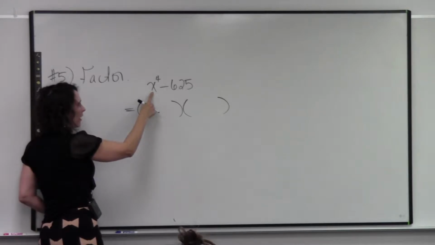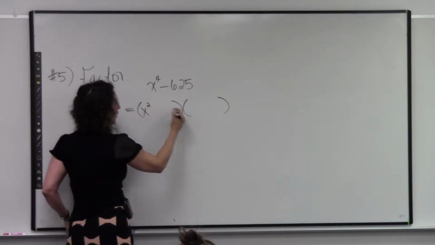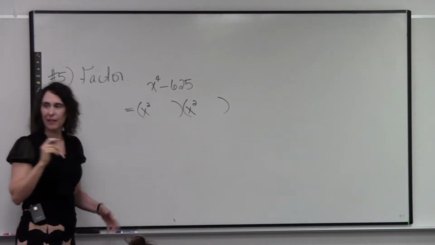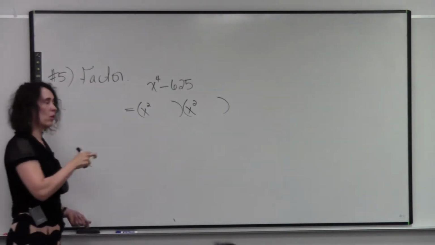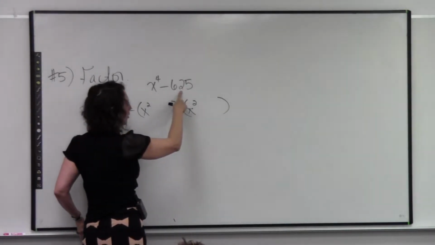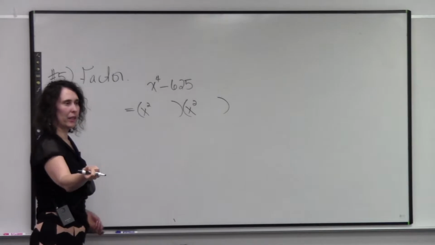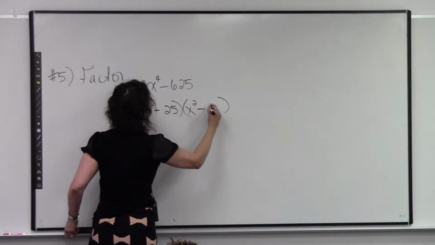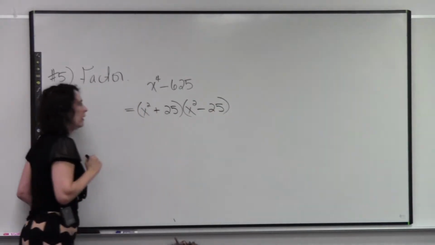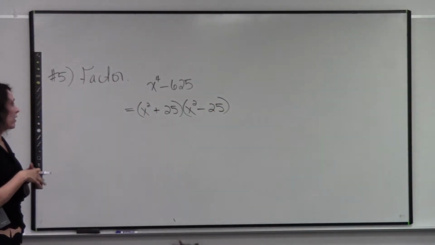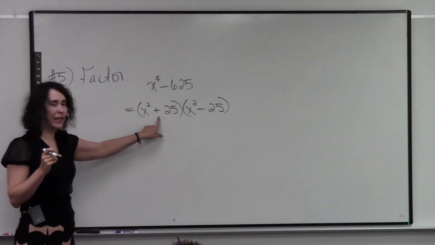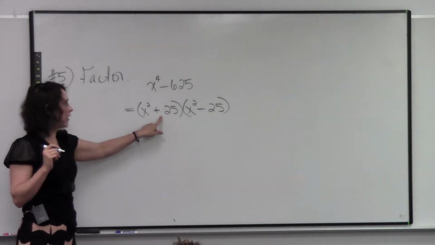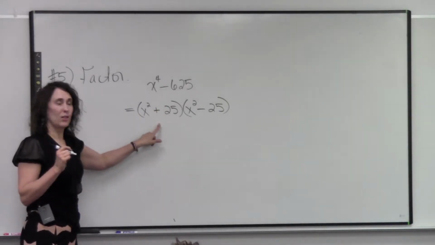So in place of the x to the 4th, we're going to put x squared and x squared in our groupings. They would multiply to give me x to the 4th. If I take the square root of 625, what do I get? 25. So one's going to be plus 25, the other one's going to be minus 25. And then we're looking, can we factor any of them further? Yes. Okay, can I this one? No. Okay, the addition one? No. Okay.